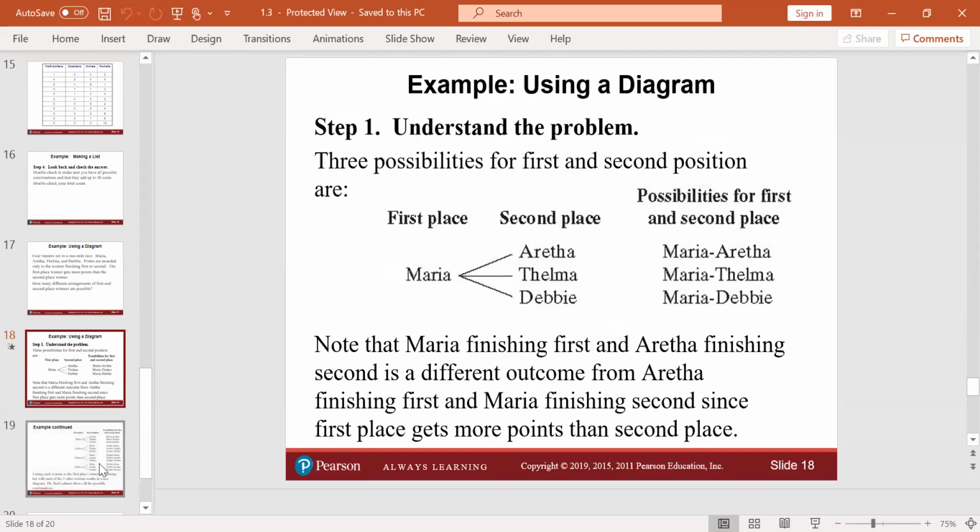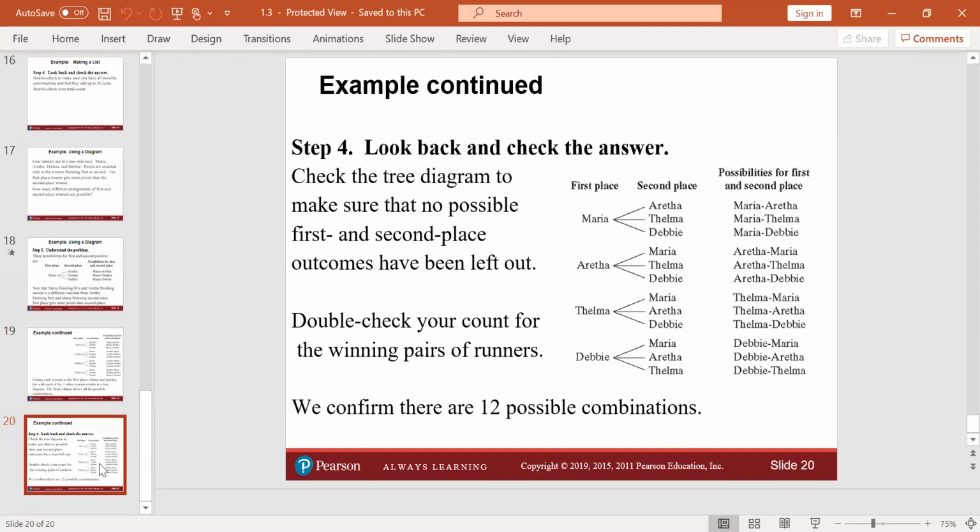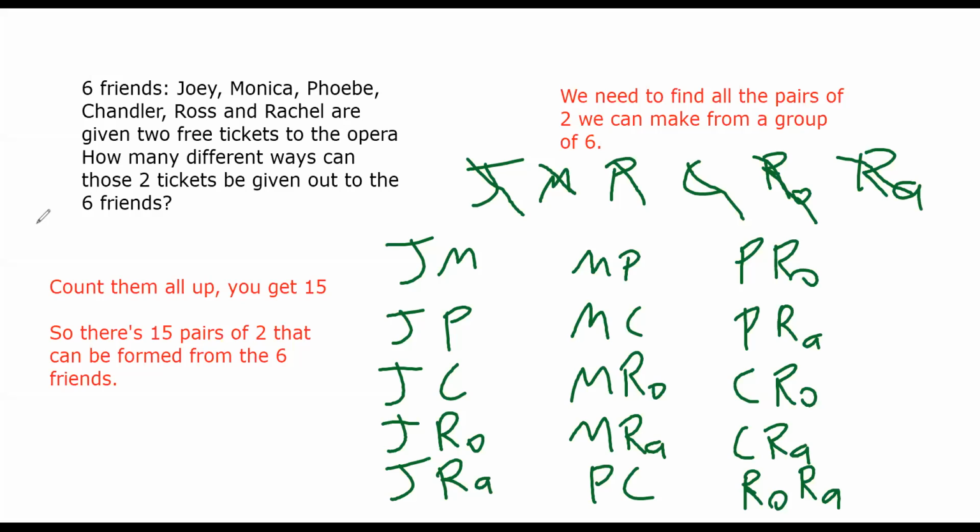So we already did a very similar problem as that last one. Let's look at this last problem we did. We talked about 6 friends who were getting 2 opera tickets. It doesn't matter what order they go. Joey and Monica is the same as Monica and Joey. Let's mess with that a little bit. Let's change that up a little bit.